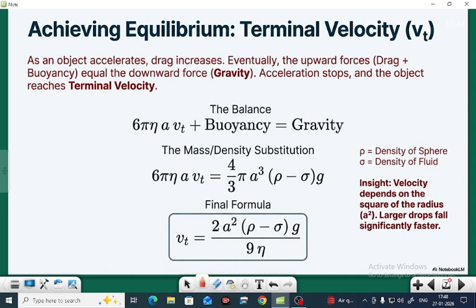Therefore, we get 6 pi eta a Vt equal to 4 by 3 pi a cube, rho minus sigma, into g. So the final formula we get is Vt equals 2 a square, rho minus sigma, into g, by 9 eta. Here rho is the density of the sphere and sigma is the density of the fluid.